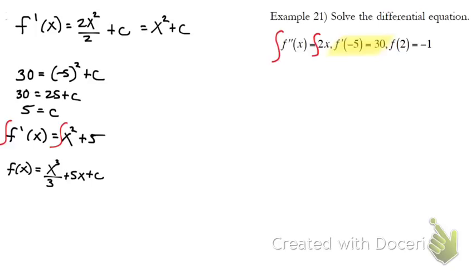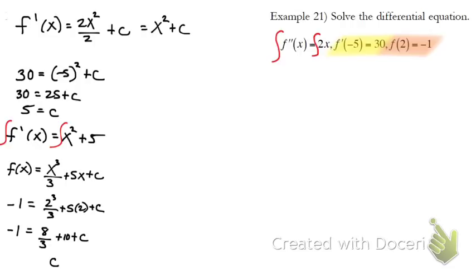And now I'm going to go ahead and use that second initial condition that I was given, f of 2 equaling negative 1. I'm going to plug in a 2 everywhere I see an x, and I'm going to plug in a -1 everywhere I see an f of x, or a y. So this is -1 equals 2 cubed over 3 plus 5 times 2 plus c. If I simplify that, I get -1 equals 8/3 plus 10 plus c.